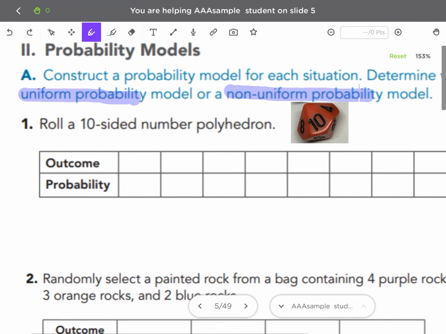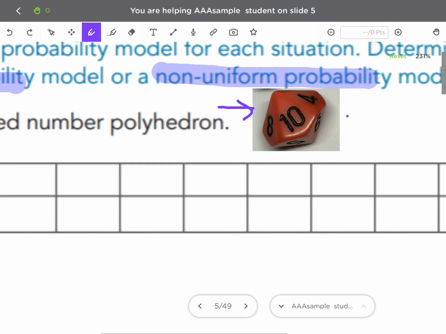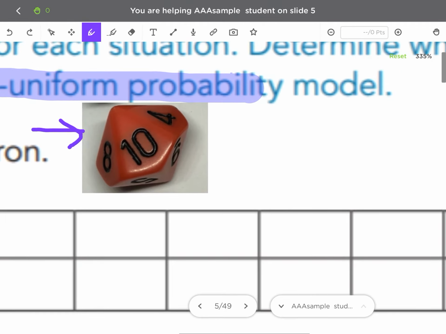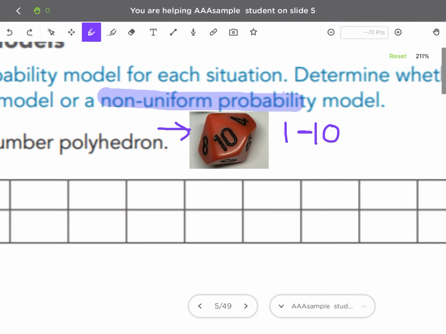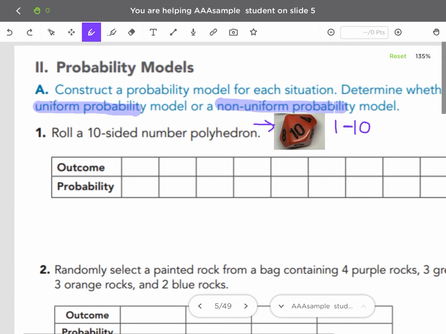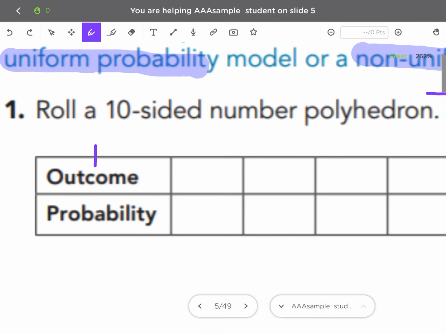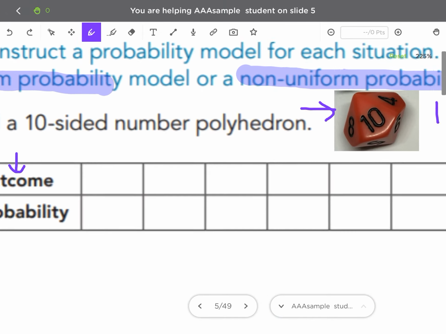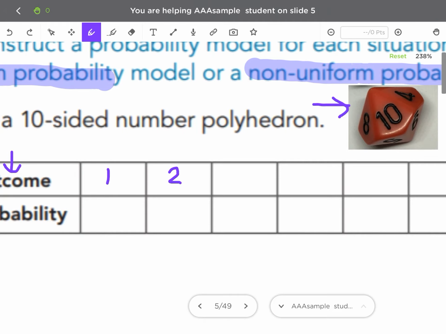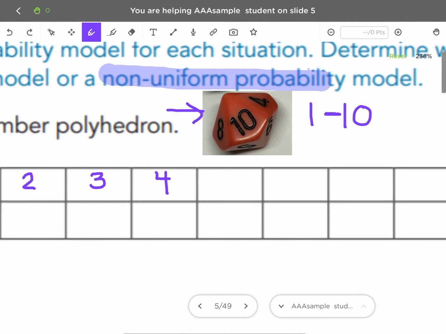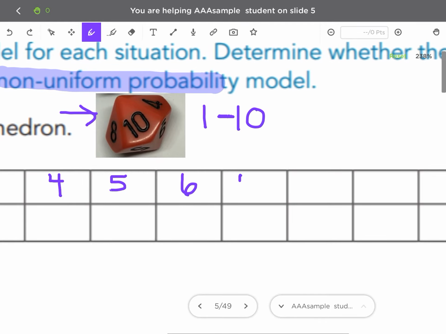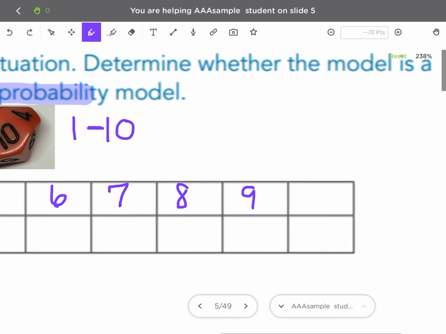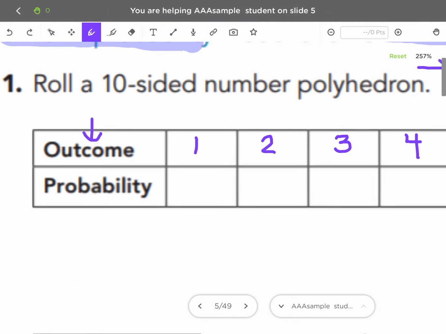Example 1 says roll a 10-sided numbered polyhedron. So this is what a 10-sided polyhedron looks like. Basically it has the numbers 1 through 10. You might have seen it before. It's similar to a dice, but with 10 sides. So what are the outcomes if we roll that? Well, you could get a number 1, a number 2, a number 3, a number 4, a number 5, 6, 7, 8, 9, or 10. Those are all of the outcomes.